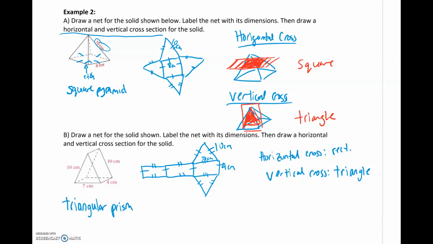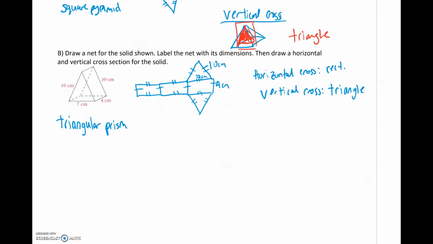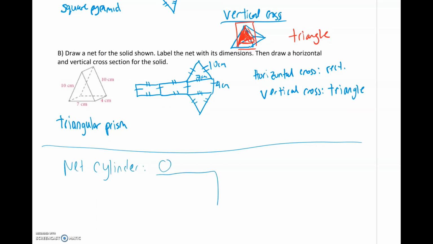Actually, one last thing I forgot to add. What do we do about nets for cylinders and cones? What's nice about this is they're always going to be kind of the same thing. The net for a cylinder will always be 2 circles connected by a rectangular piece. That rectangular piece will wrap around the circumference of the circle to make that smooth curved surface.